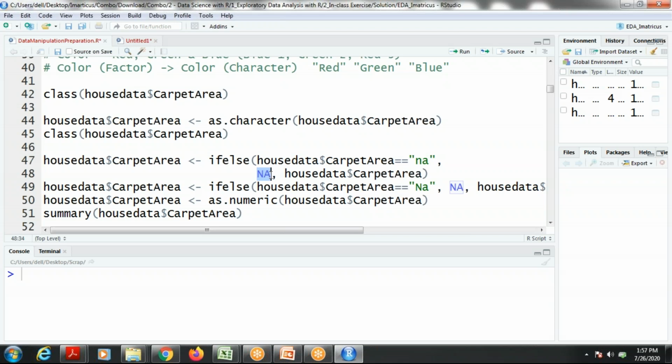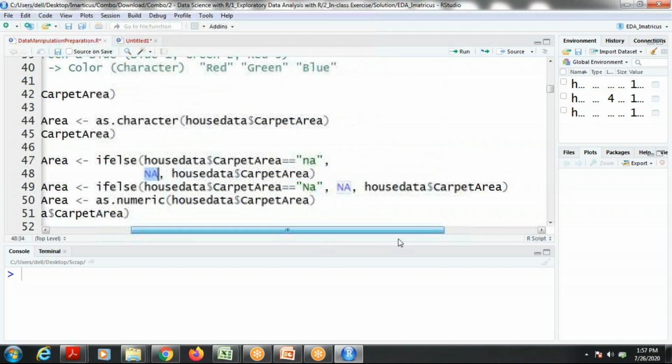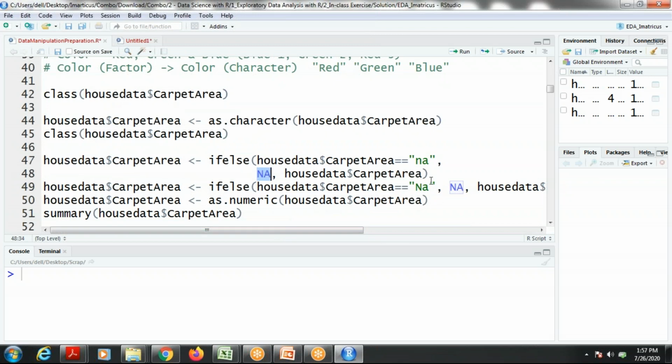So it will be in solid color, right? In the data set. Yes, it will be done in the data set itself. Got it? Got it. I did it.